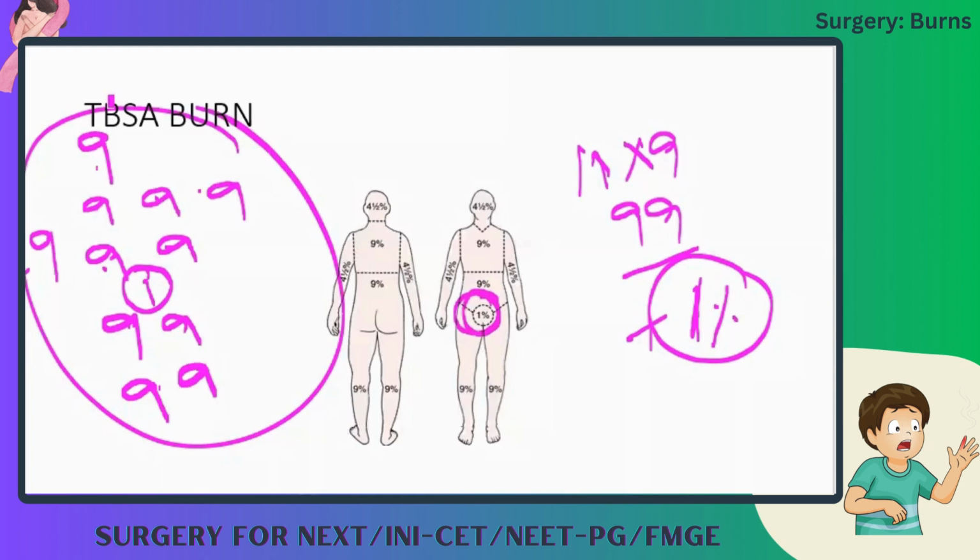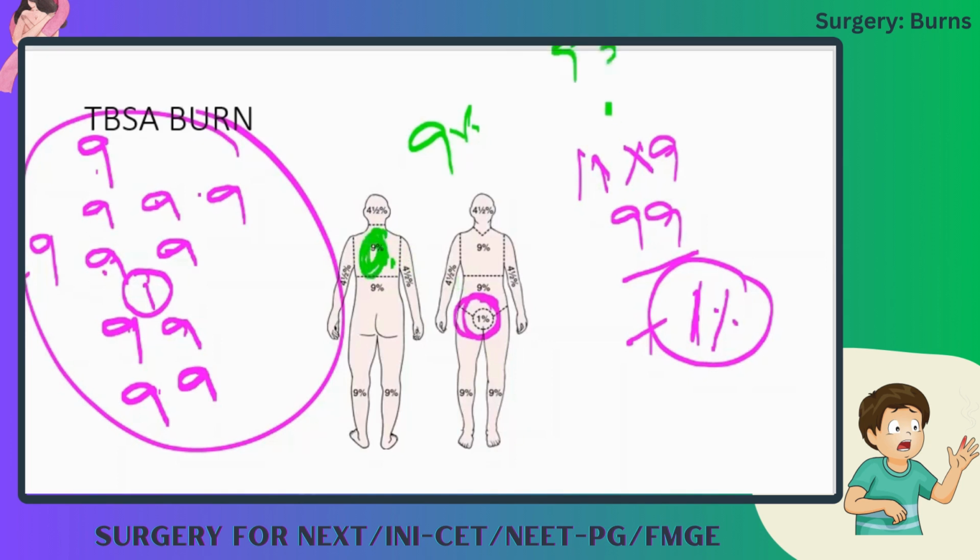A small wound in this area is also considered to be 9% only. A small wound and a big wound, there is no difference. That is the drawback of this rule of 9. So if a patient had a big wound and a patient had a small wound, we will give 9% only.